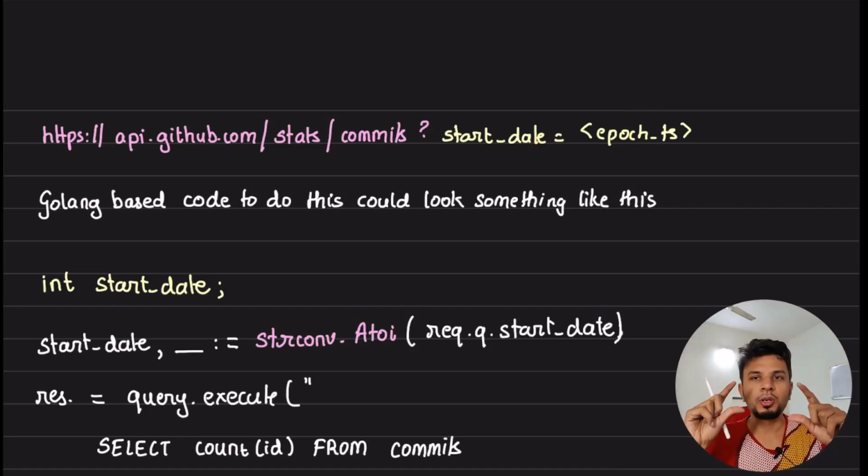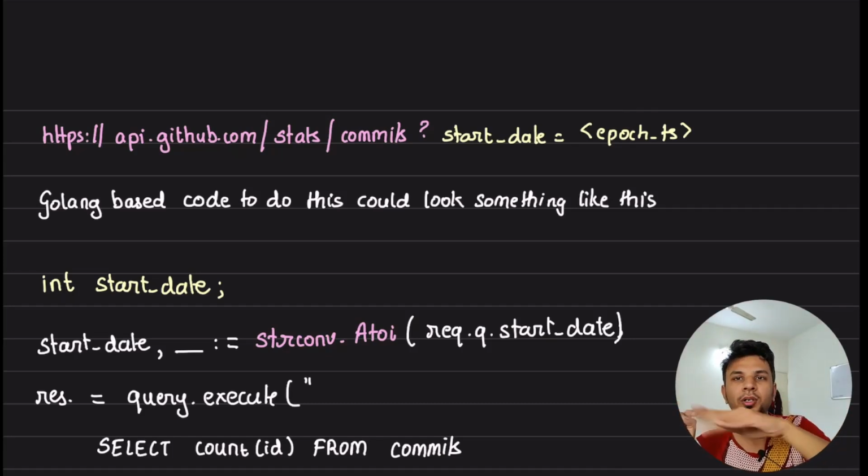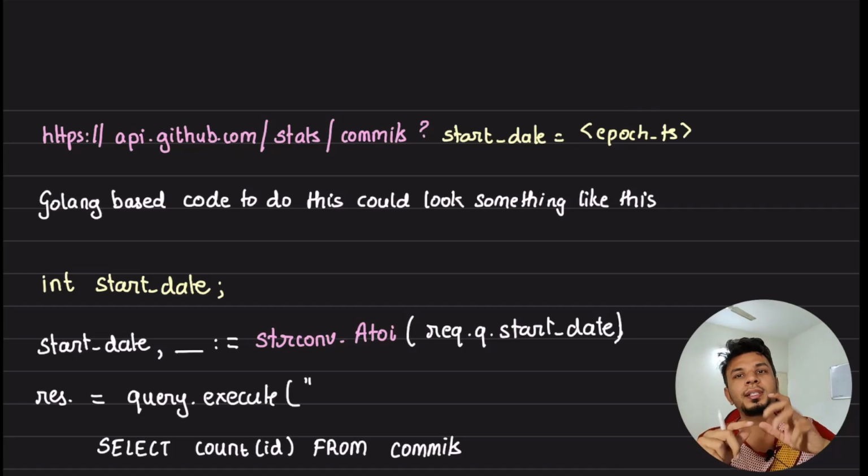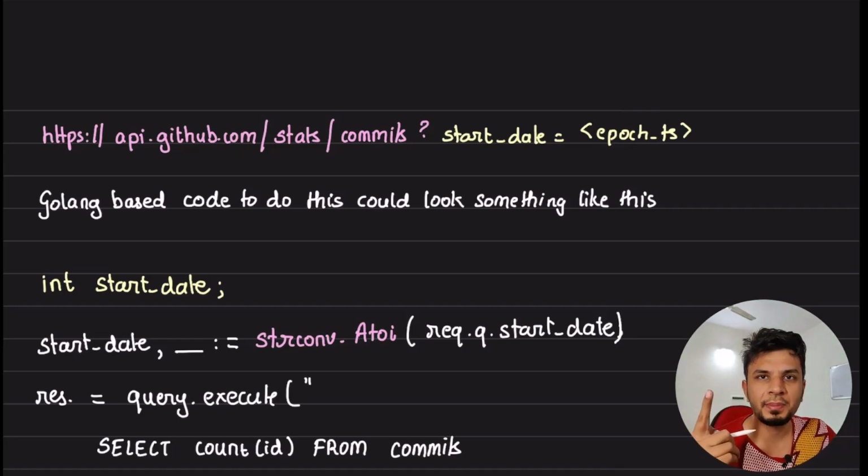Let's say on a mobile screen, you would also want to plot a graph of how your commits have been over the last 7 days. On desktop, you have larger space, so let's say you want to go for 30 days. On mobile, you have smaller space, so let's say you want to go for 7 days. Just a hypothetical example. So that is why it is important to send start date as a query parameter.